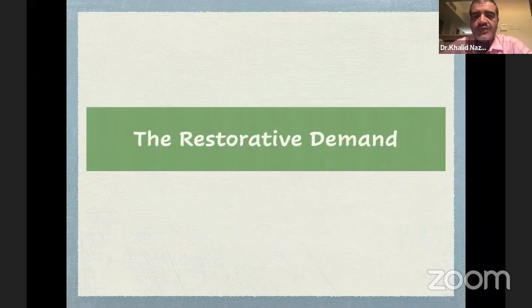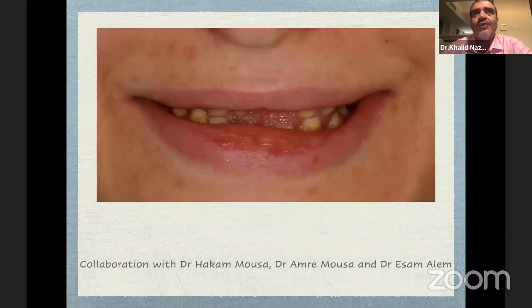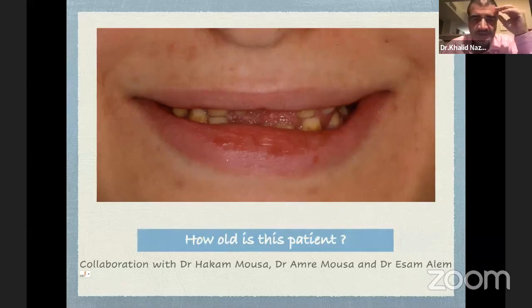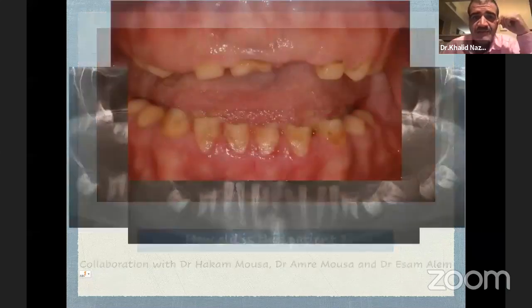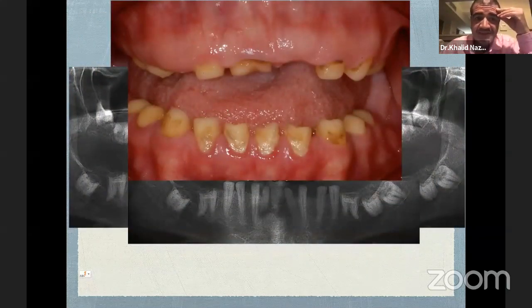So again, as we started with, patients who come to the orthodontic clinic have not been the same for the past 10 to 15 years. This is one of the lovely cases that my colleagues, Dr. Hakam, Dr. Amr, and Dr. Isam have worked with me on. My role as a periodontist was a very small role, but this is a case of amelogenesis imperfecta. And when you look at this lovely young lady, you think, oh, this is the smile of a 50 year old. But actually, this is a very sweet lady who is just unfortunate to have this amount of attrition.